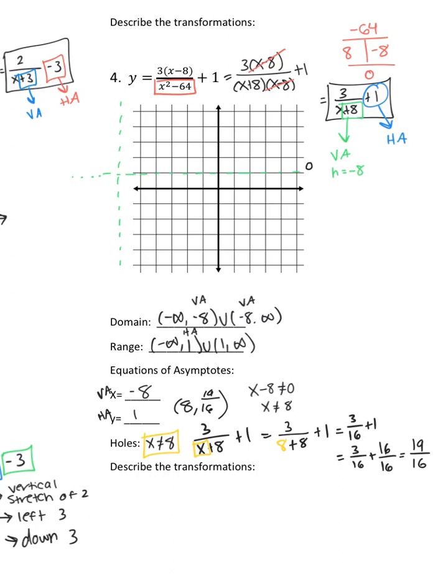So our graph is going to look kind of funky. It's going to look like this. Ew, that was really ugly. I'm sorry, guys. And like that. Okay, so that's what your graph is going to look like. So describing the transformations, you have this function.